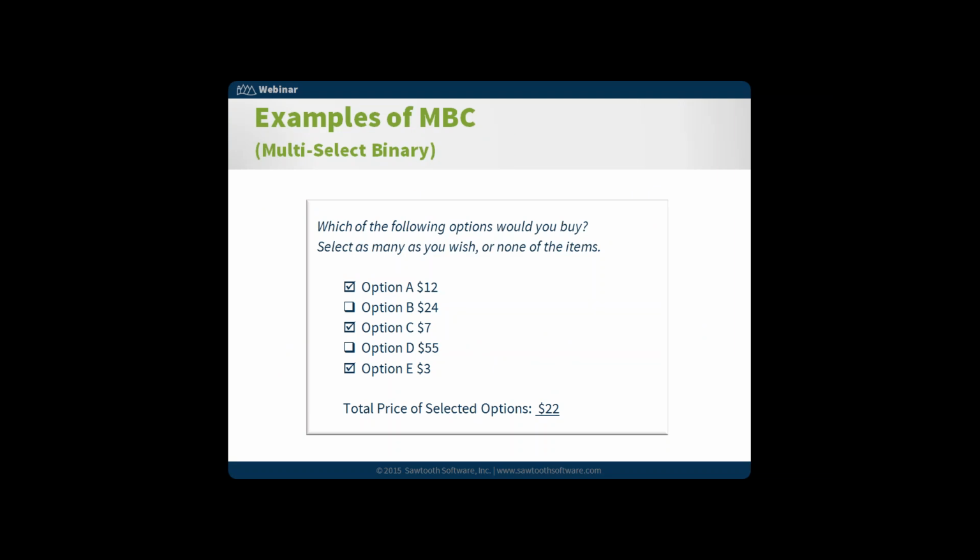As just a simple motivating example, let's take a look at this menu. Which of the following options would you buy? There's options A through E, and the respondent may select as many as he or she wishes. And as the respondent picks items, and this particular respondent has picked A, C, and E, the total price dynamically and in real time changes right there on the screen, showing how much of the options you currently picked. And then once you're happy with your configuration, you click the next button and move on.